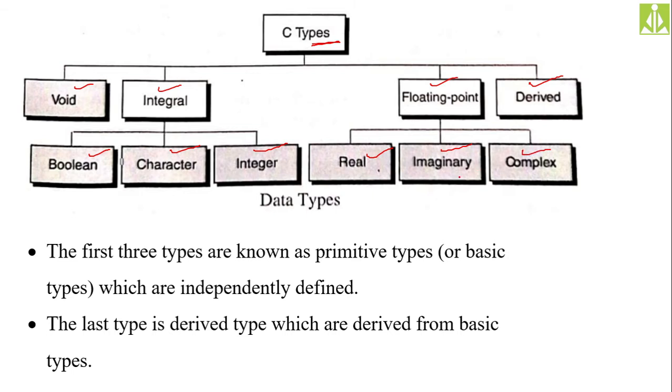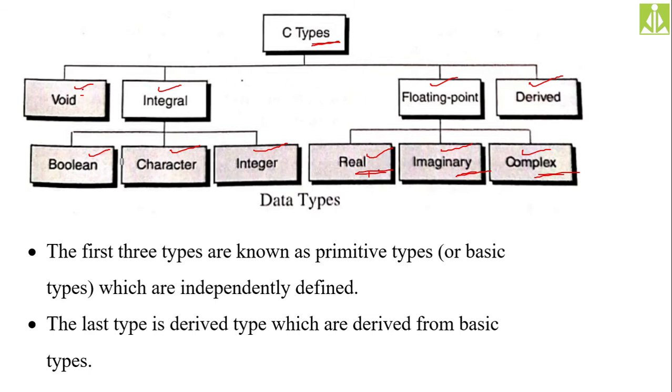Likewise, we have imaginary numbers and complex numbers in mathematics. To store those numbers in our program, we have to depend on these real, imaginary, and complex types. Soon you will understand all these things. The first three types, void, integral, and floating point, are known as primitive types, and the last type is the derived type.